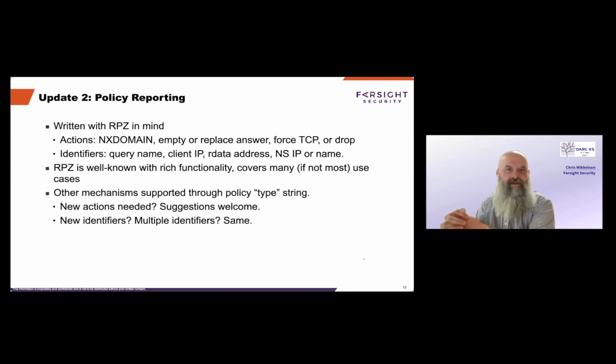This was written primarily to cover the RPZ use cases that we had. We made sure we covered the RPZ actions and the RPZ identifiers. And part of that was because RPZ is a well-known mechanism with rich functionality and is well documented and covers many, if not most, use cases for policy filtering. We made a nod to supporting other mechanisms with a policy type string, and if there are actions or identifiers that other policy engines use that we want to report through Dnstap, we just need to add those.